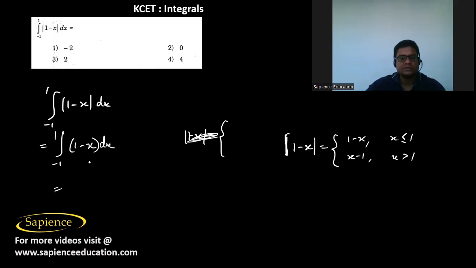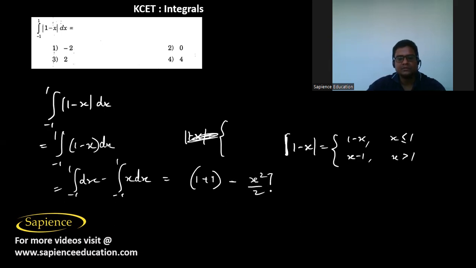So this will be integral minus 1 to 1 dx minus integral minus 1 to 1 x dx. So this will be, integral dx is x, minus x square by 2, from minus 1 to 1. This will be 2 minus half into 1 square minus 1 square, which is 0. So this is 2. So option 3 is the correct answer.